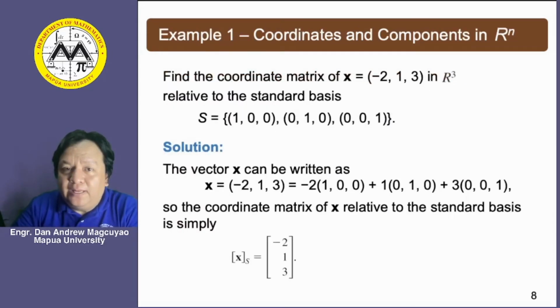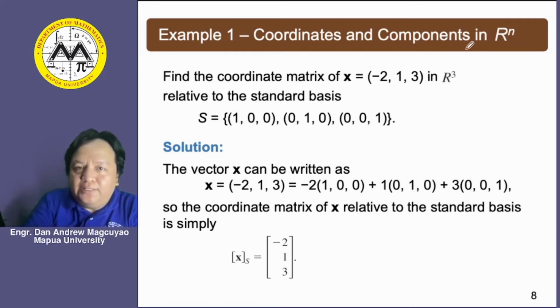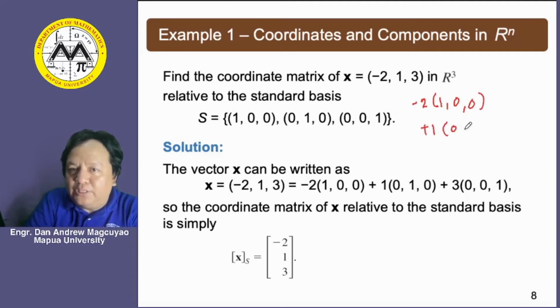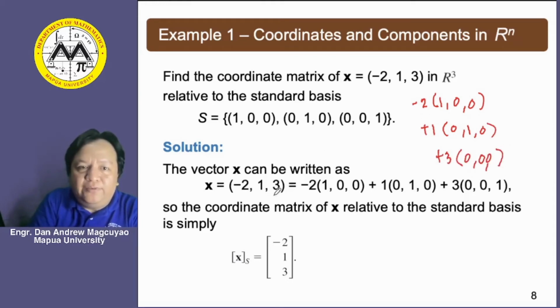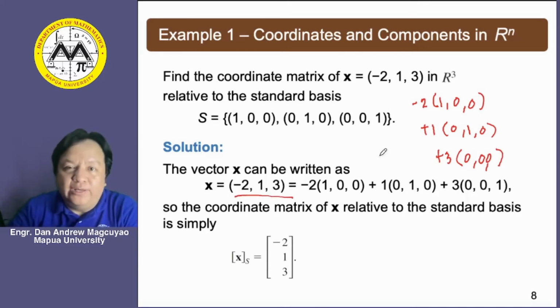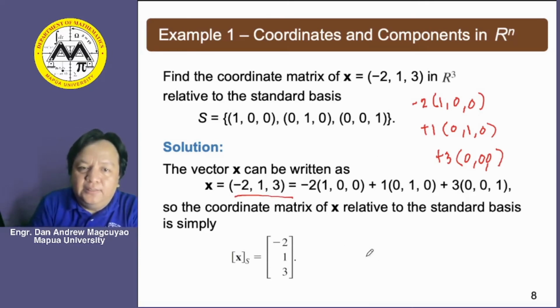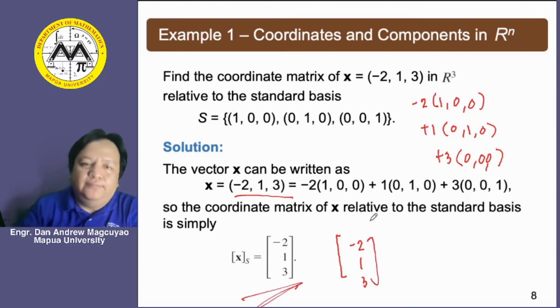Find the coordinate matrix of negative 2, 1, 3 in R cube relative to the standard basis. Relative to the standard basis, you have negative 2 times 1, 0, 0 plus 1 times 0, 1, 0 plus 3 times 0, 0, 1. This would give us negative 2, 1, 3. Thus, the coordinate matrix is negative 2, 1, 3.